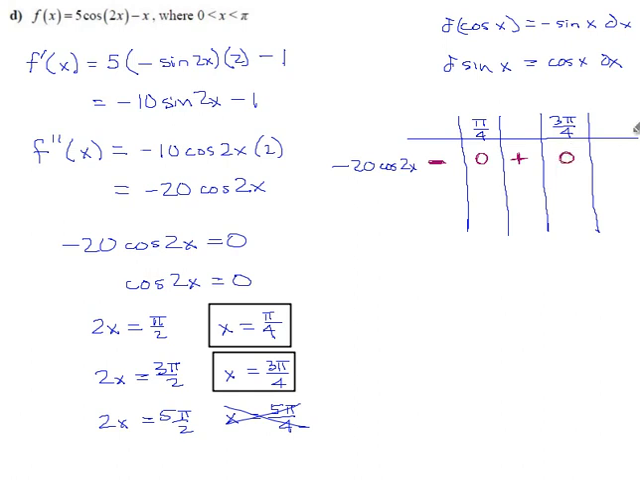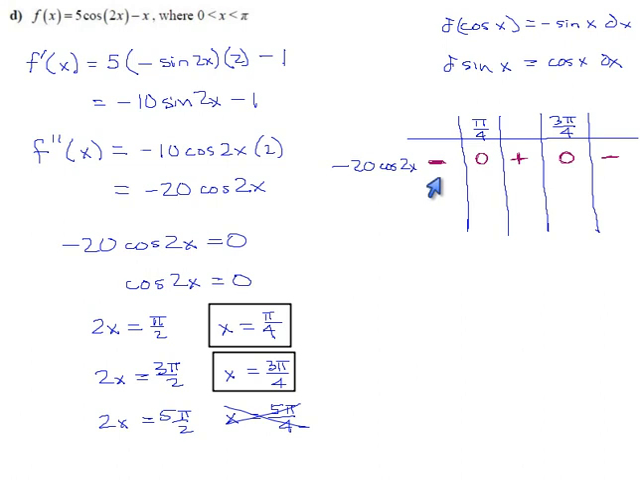Doesn't matter. Still 0. If this is, say, I don't know, 150 degrees, something bigger than 3 pi by 4, double that, you get 300. Cosine 300, we're in quadrant 4, the bottom right, so cosine's positive, times negative 20 comes out negative.